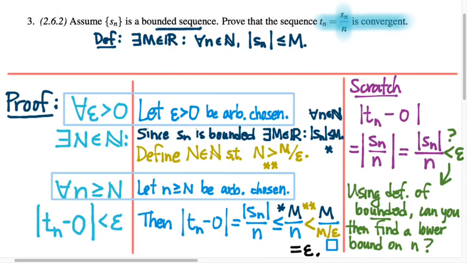So this is an illustration of a proof that requires us to know nothing about these sequences other than that they satisfy some definitions. We assume that the S's satisfy the definition of bounded. We have to prove that the T's satisfy the definition of convergent.